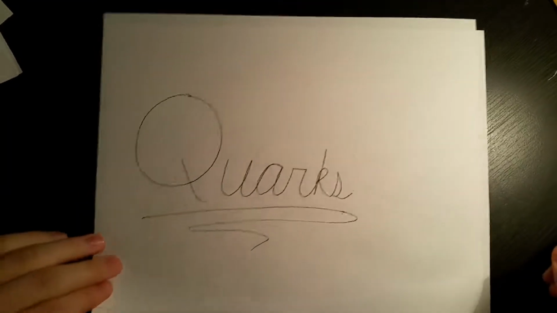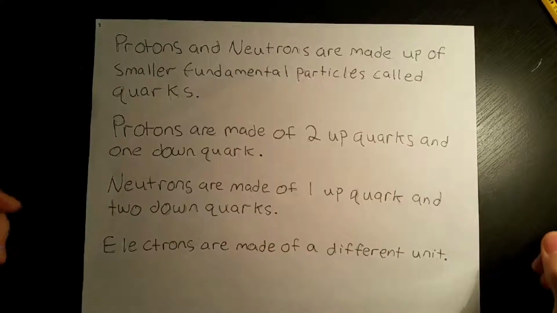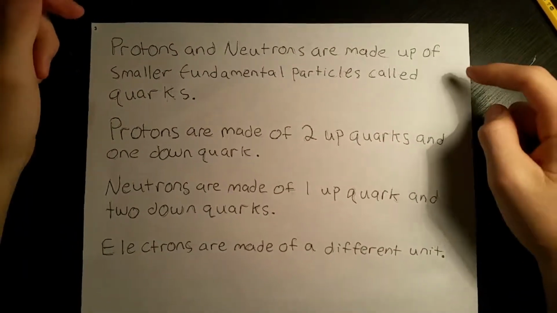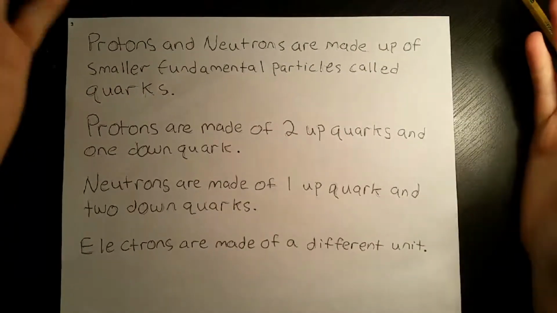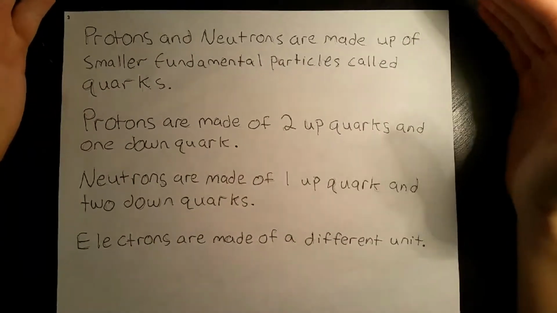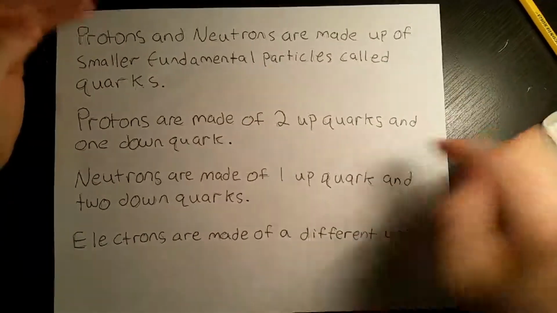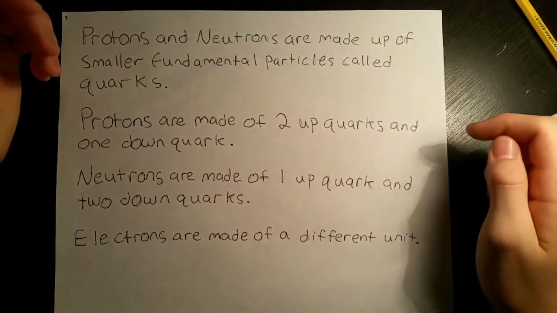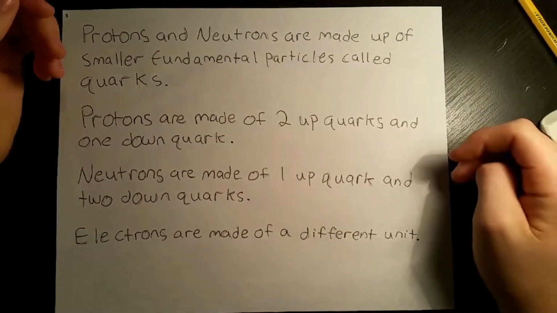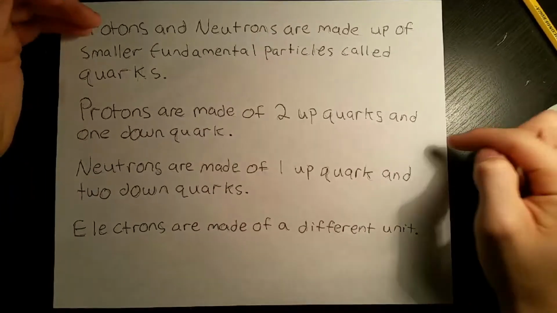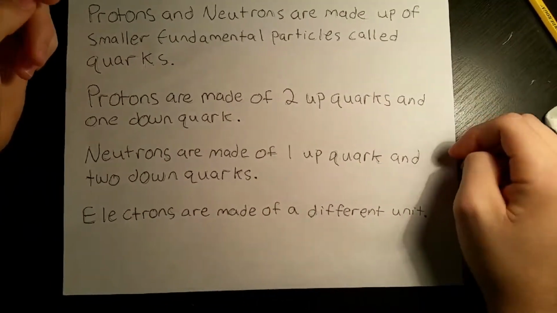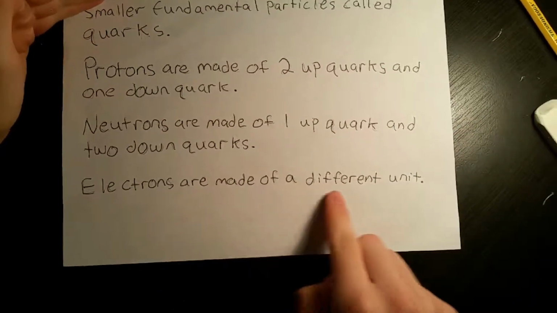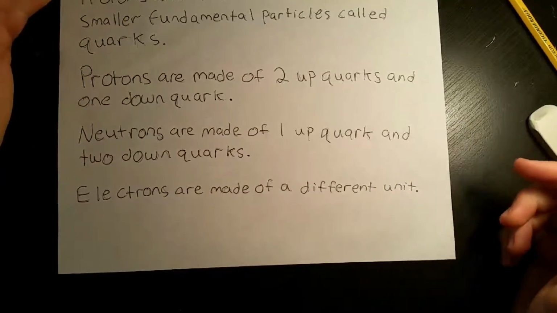Quarks. Protons and neutrons are made up of smaller fundamental particles called quarks. There are numerous types of quarks, but we're going to just be talking about two of them today, up quarks and down quarks. Protons are made up of 2 up quarks and 1 down quark. Neutrons are made up of 1 up quark and 2 down quarks. Electrons are made up of a completely different unit that we will not discuss.